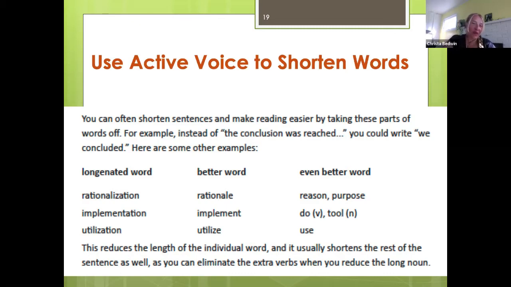So, "longinated" is not a real word. I was using that as a joke. The longer word is "rationalization." You can take off the -ization.